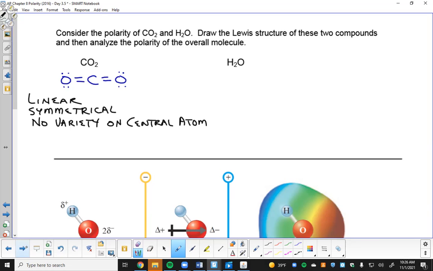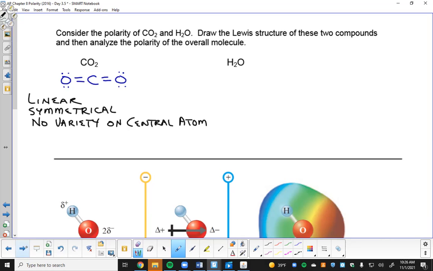VSEPR is going to make it position itself symmetrically. The VSEPR model tells us that these two oxygens have to be on the opposite sides of each other. They want to minimize interference. Since there's no variety, they're going to take the opposite sides. That's going to lead to symmetry.